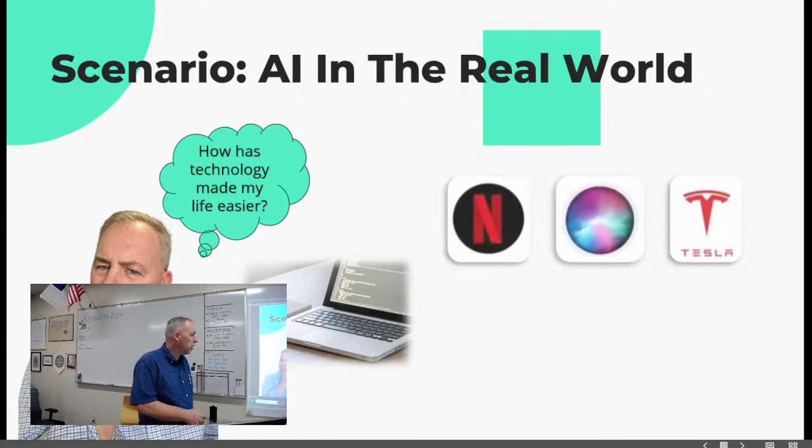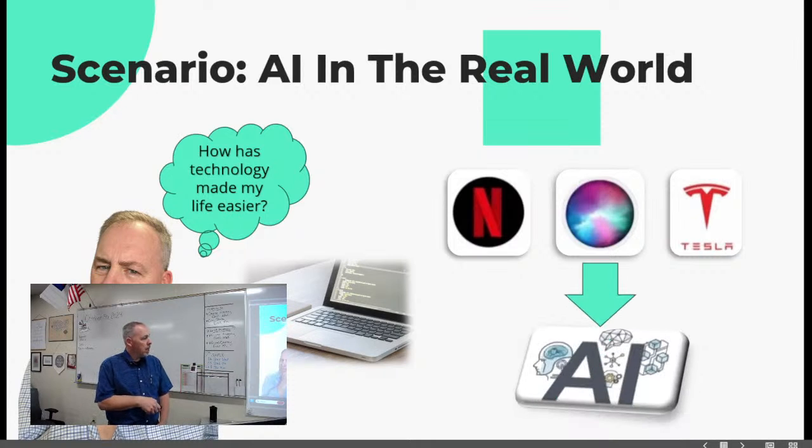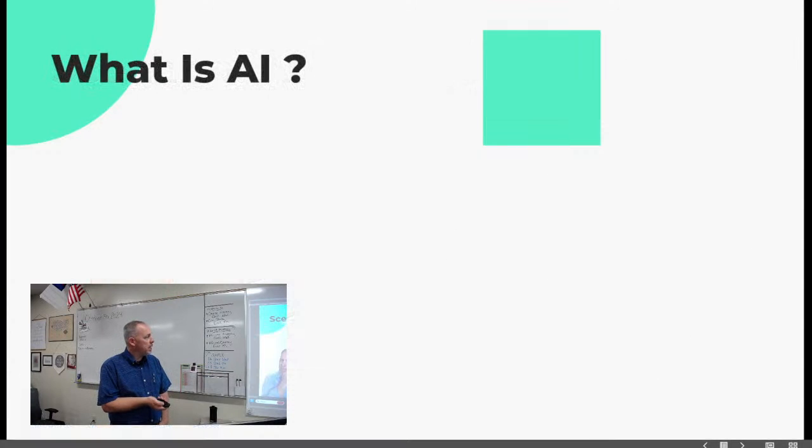If I do some research, I can find out that Netflix, Siri, and Tesla are all using some form of AI, artificial intelligence. Not all AIs are alike. There are different types of AI, and we're going to talk about that shortly. So what exactly are we talking about when I talk about AI?